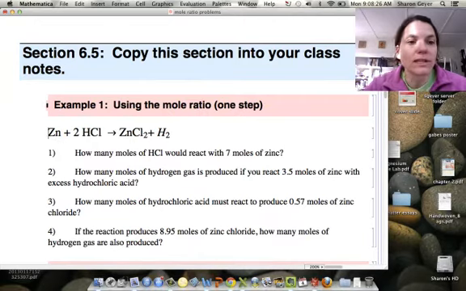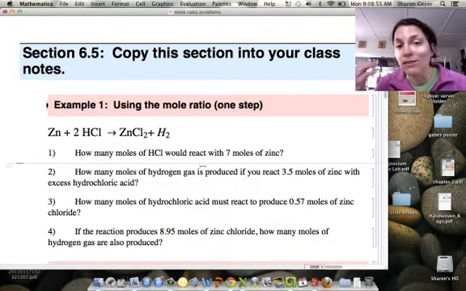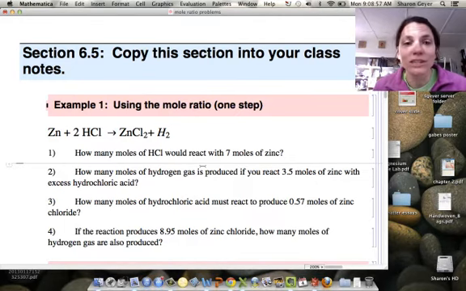All right, so let's take a look at one of these problems. If you read through the first one, now I bet you can figure out the answer to this without even setting up a problem. How many moles of HCl would react with 7 moles of zinc? Well, if we look at the balanced equation, we know that it's a 1:2 mole ratio. For every 1 mole of zinc, you need 2 moles of hydrochloric acid. So, yes, you can shout it out. The answer is 14. 14 moles of HCl.